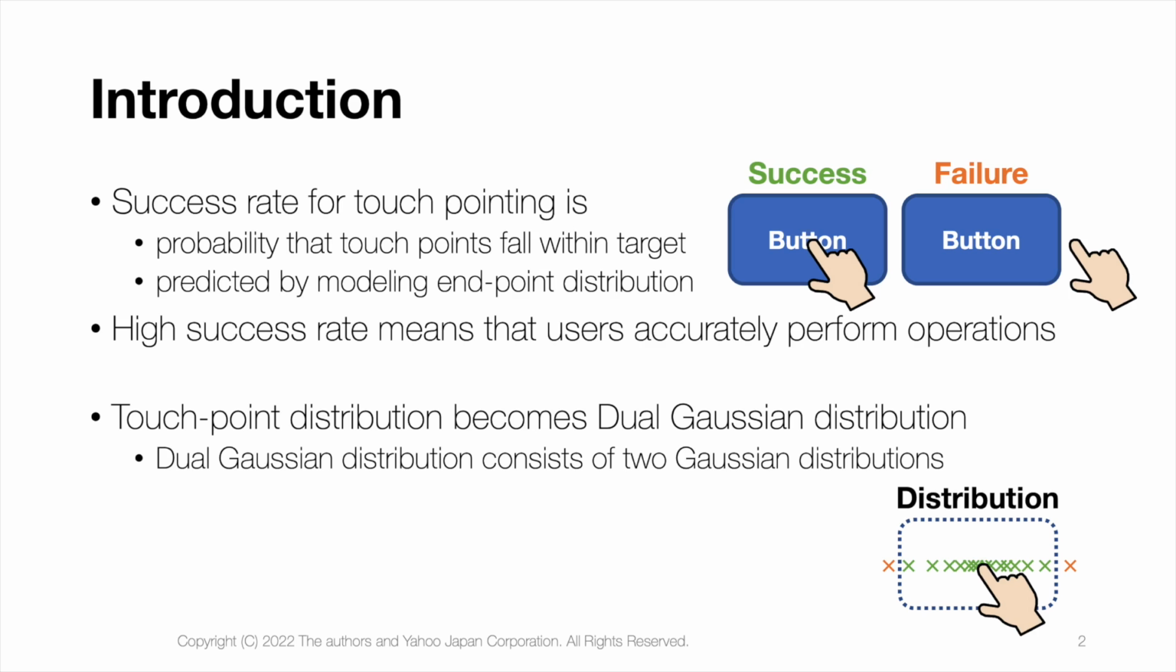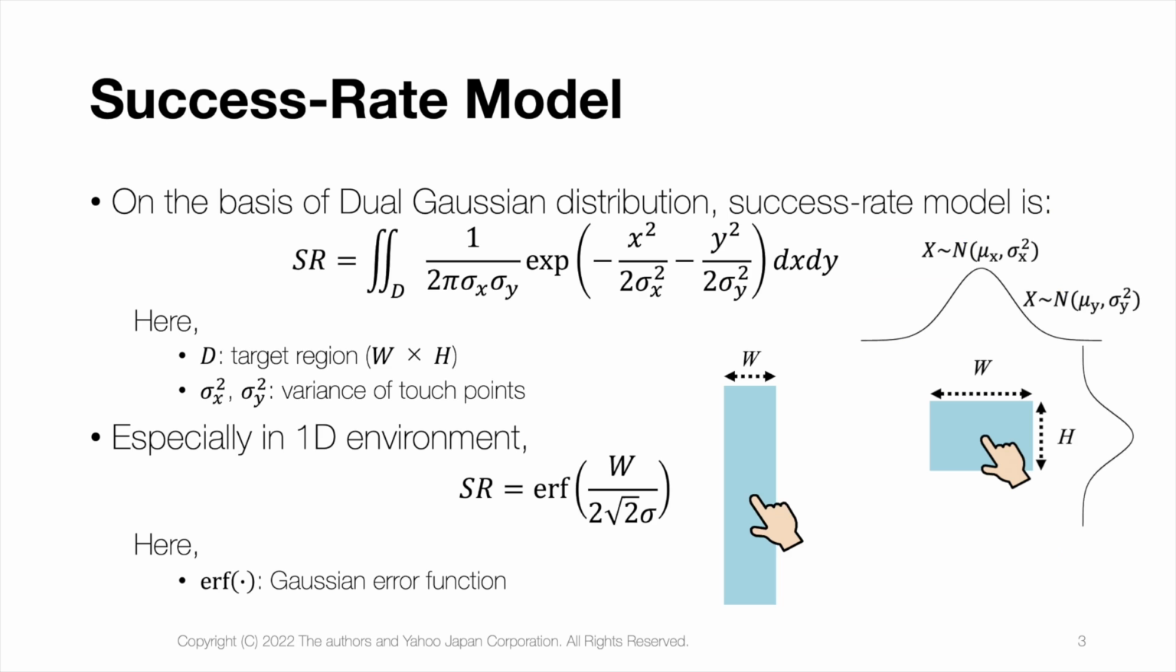The touchpoint distribution becomes a dual Gaussian distribution. And the dual Gaussian distribution consists of two Gaussian distributions. On the basis of the dual Gaussian distribution, the success rate can be calculated by the double integration. Here, D is a target region. In rectangular targets, the region consists of the target width and height. Sigma x and y are the variance of the touch points.